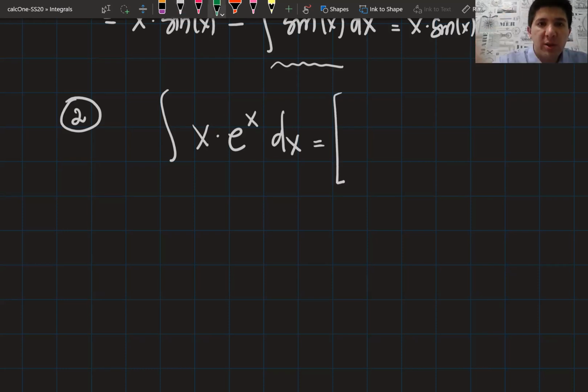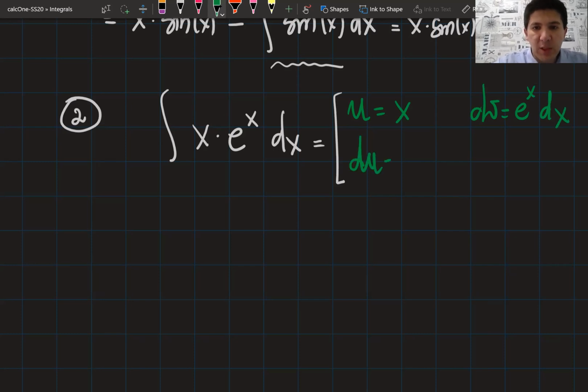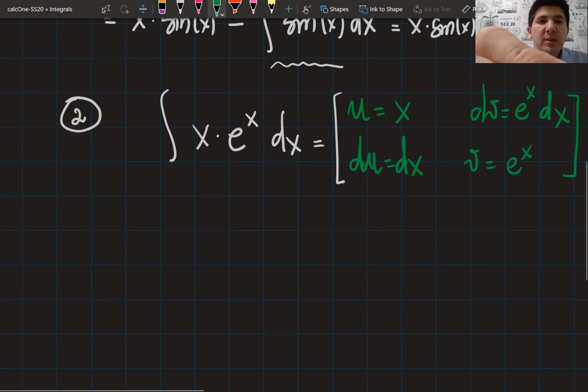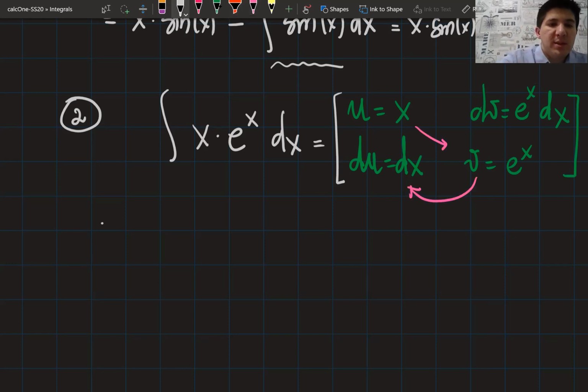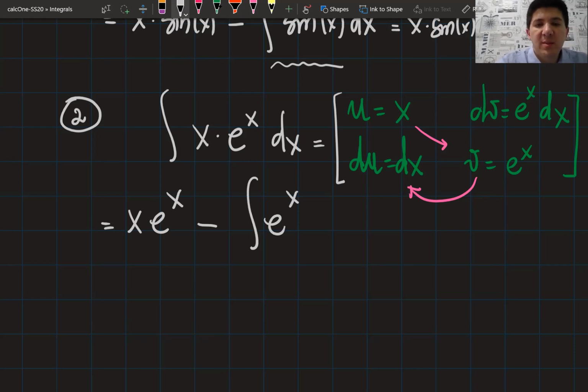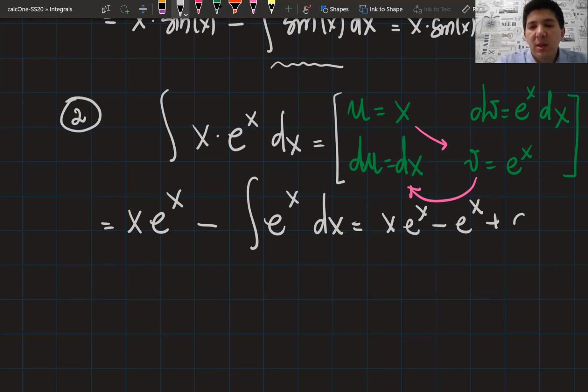So here again, I'm going to choose u as x, dv is going to be e to the power of x dx, du is going to be dx, and v is going to be e to the power of x. So then again, it's going to be uv minus the integral of v du. So this integration is going to be equal to u multiplied by v, which is x multiplied by e to the power of x, minus the integration of e to the power of x dx, which is simply e to the power of x, right? So it's going to be x e to the power of x minus e to the power of x plus the constant.